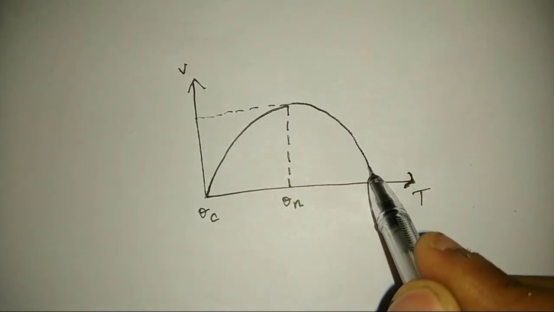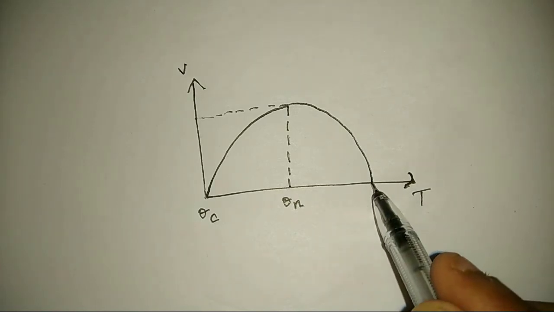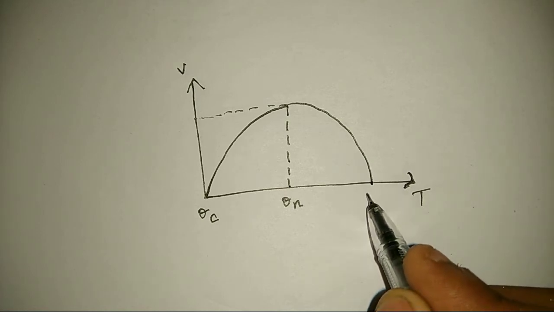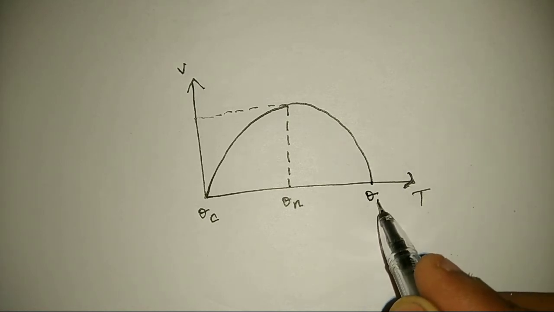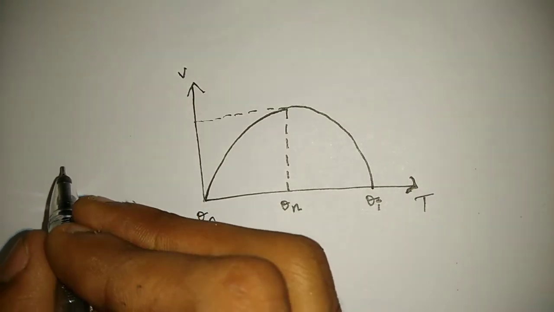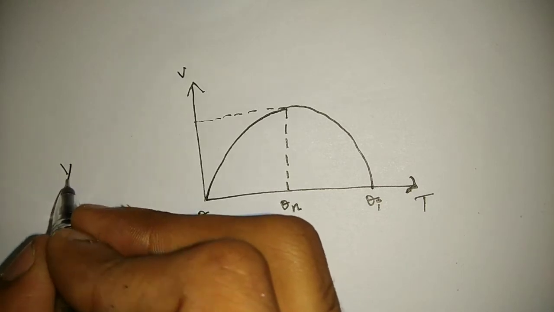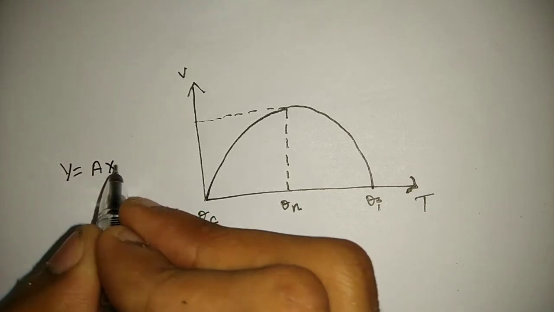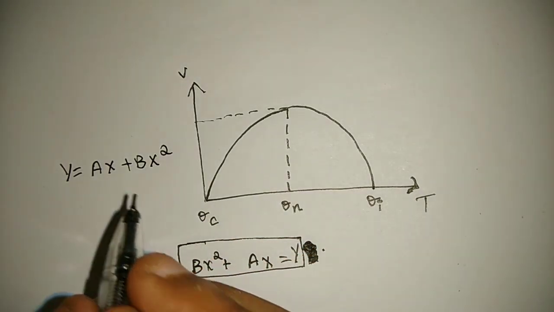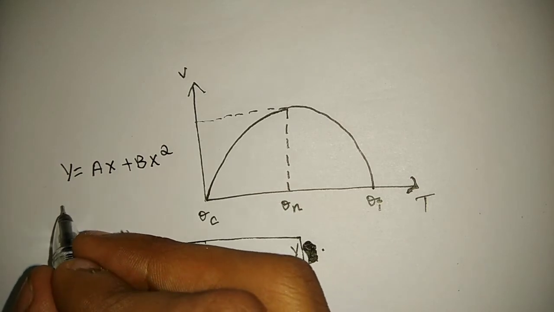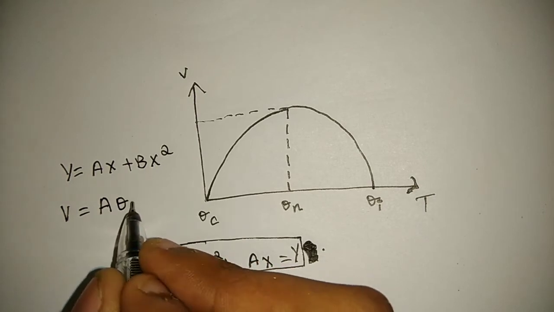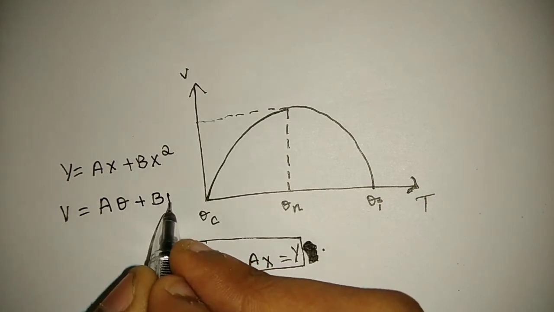It will form a parabola, and the point where the thermo EMF is 0 is called the inversion temperature. We already know that the equation of a parabola is y = ax + bx². So to find the thermo EMF, we take y to be V and x to be theta. So it is just V = aθ + bθ².